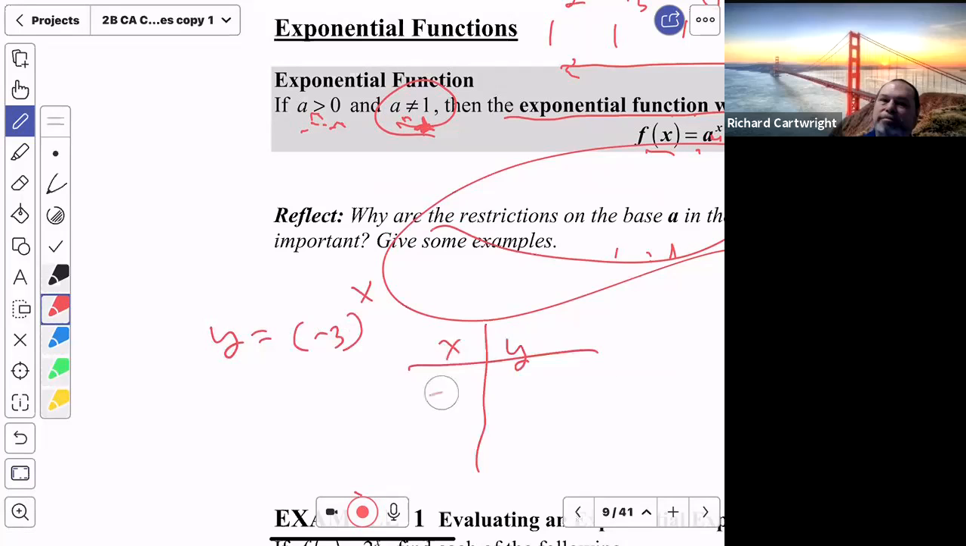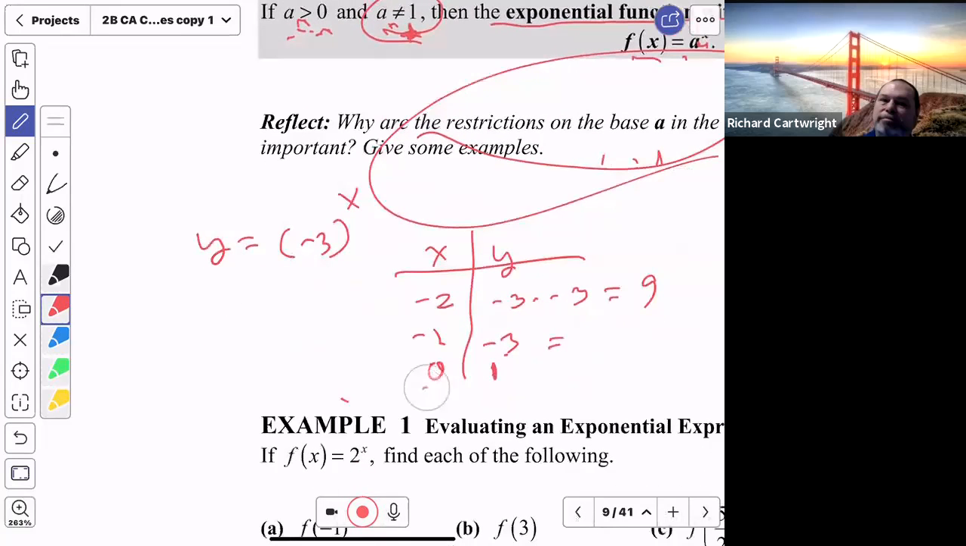What if x is negative 2? That's negative 3 times negative 3. That's 9. What if x is negative 1? That's negative 3. Oh, that's negative. What if x is 0? Oh, that's okay. It's still a 1. What if x is 2? Negative 3. What did I just do here? Oh, I messed up here. These weren't right. That was for a 2, and that's for a 1. So I already have those 3 answers.